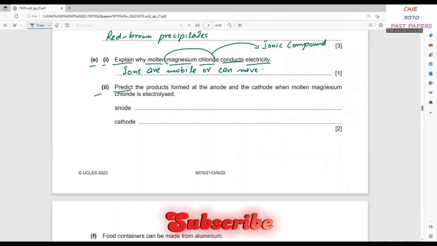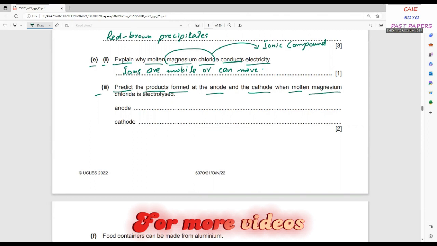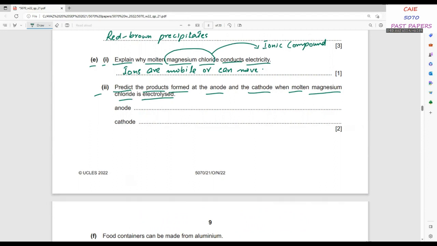Number two, predict the products formed at the anode and the cathode when molten magnesium chloride is electrolyzed. Whenever magnesium chloride in the molten state is electrolyzed, you will get two products. At anode, chloride ion will lose electron and chlorine will be produced, chlorine or Cl2. On the cathode, magnesium ion will gain electron and produces magnesium or Mg.